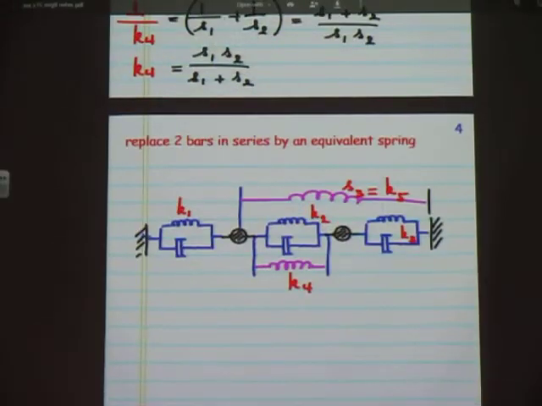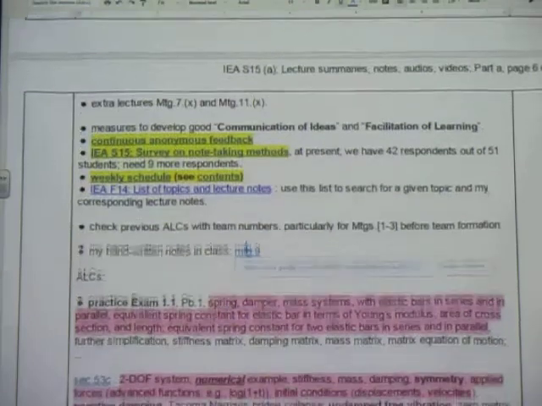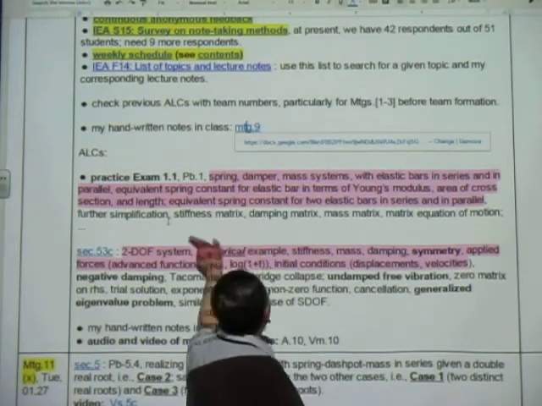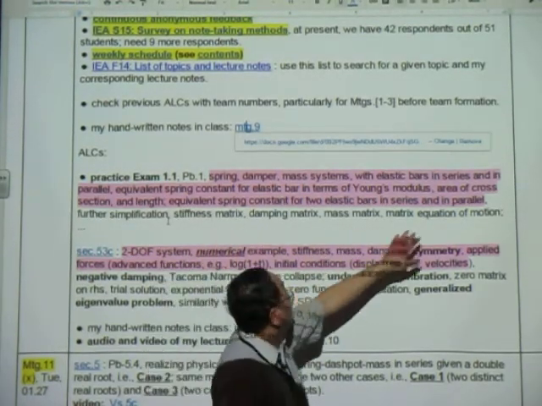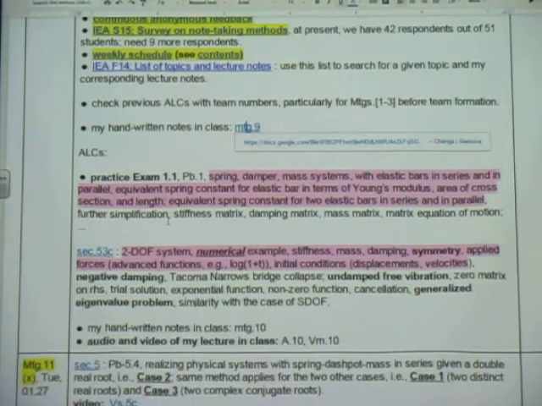So now let me go back to the plan. And the plan is, I finished all of this, right? Further simplification, stiffness matrix, damping matrix, mass matrix. Actually, we did the reverse order, and then the matrix equation of motion. That's the complete solution of problem 1 in exam 1.1.